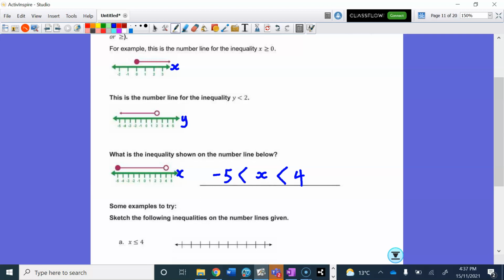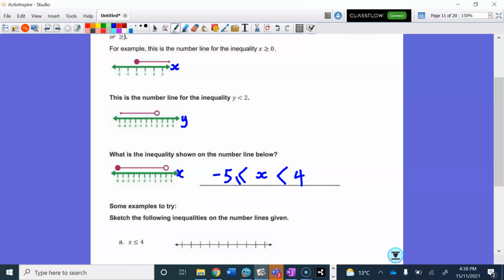So you can see there that the circle on the -5 is coloured in, which would mean we need to put in a less than or equal to on the left-hand part of the statement. And because the 4 is not coloured in, it means it's not included. So we want everything less than 4, but not 4. So we leave that with a less than sign.